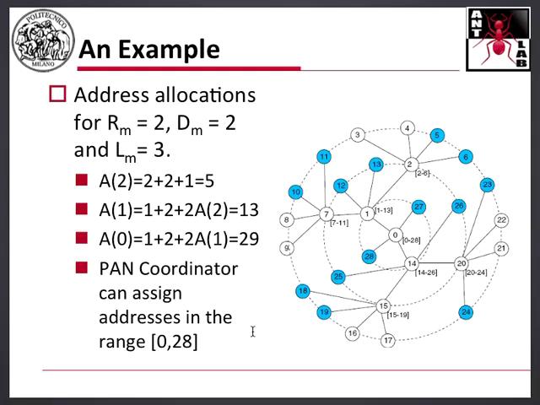So, in other words, R of m, D of m, and L of m are the only three parameters which are used in the address assignment, regardless of how many nodes you have in the network. Other questions?